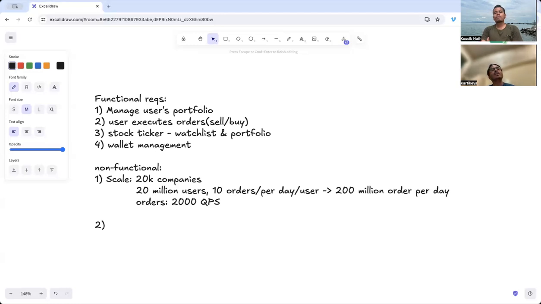But if we were to take any other approach, for example server sent events, then it's basically not the read QPS. It's a different kind of scale. We just need to manage the number of connections, so 20 million connections.